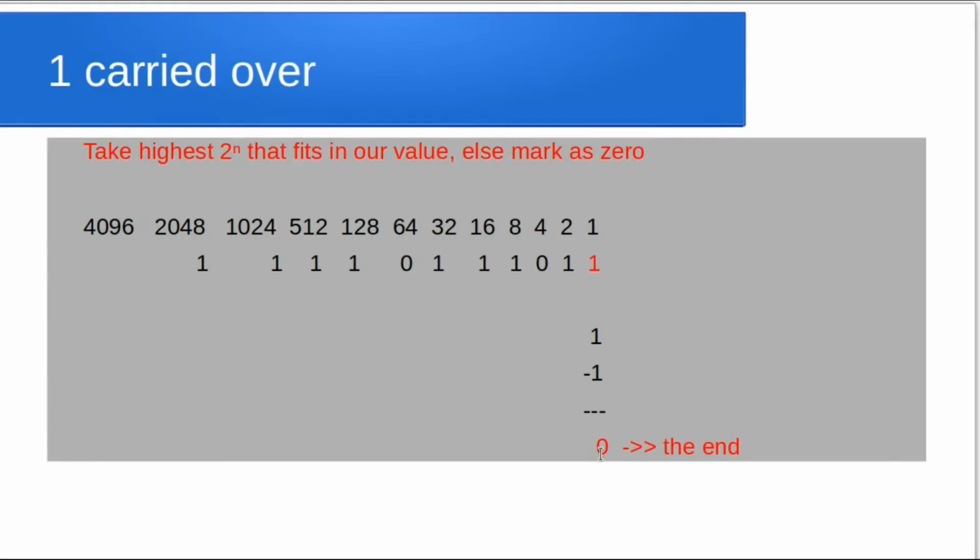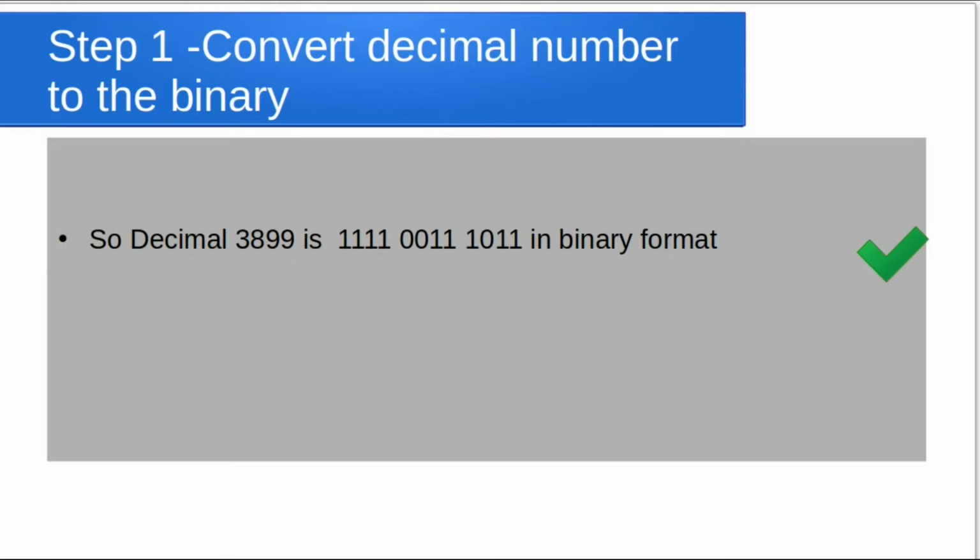We've come to the end of our binary number. And as you can see, we write out the binary number, so 3899. Its binary equivalent is 1111 00 11 1011. So 3899, and there you see its binary equivalent.